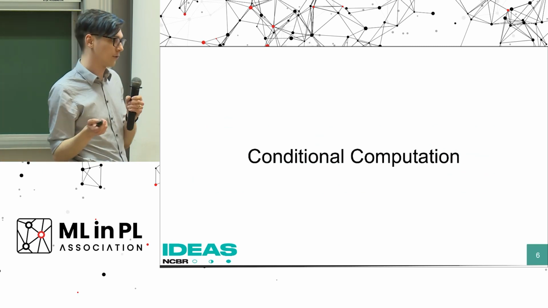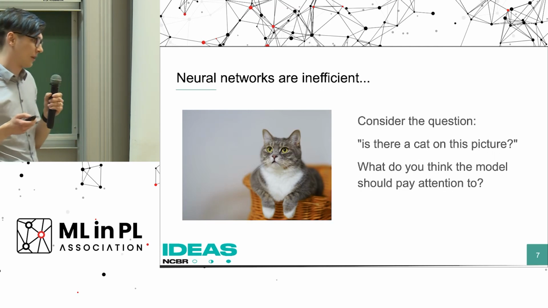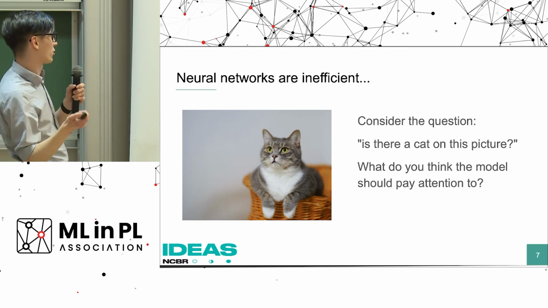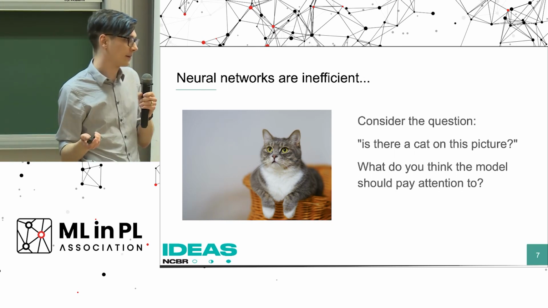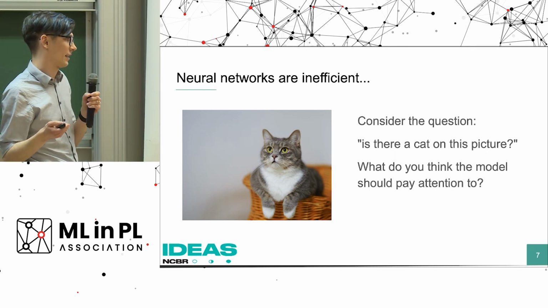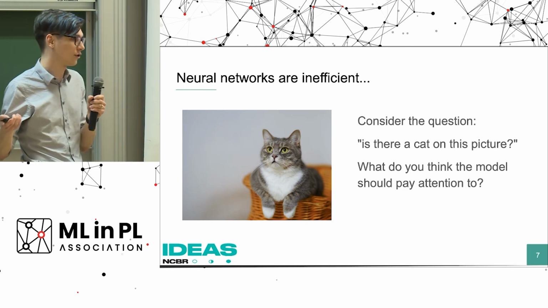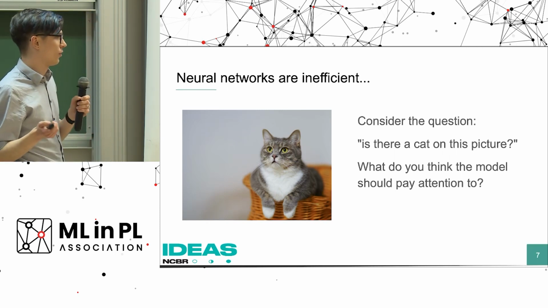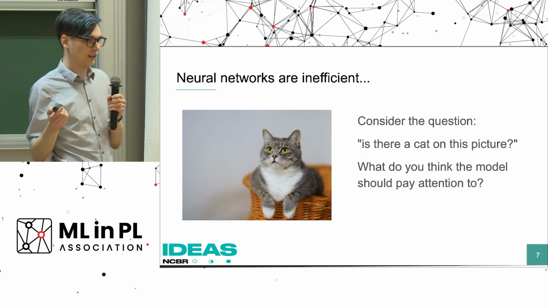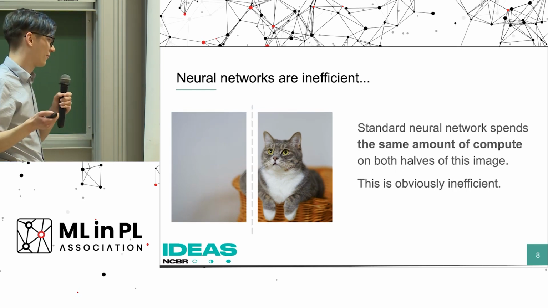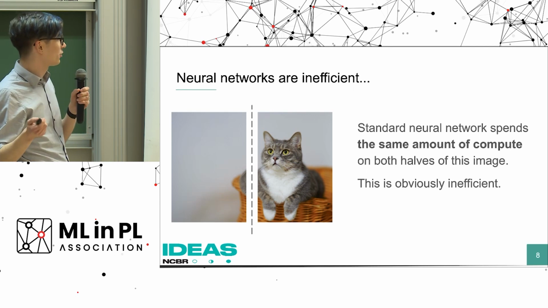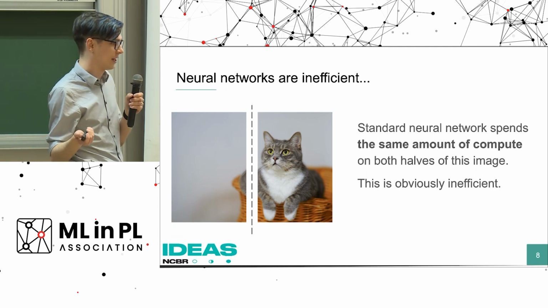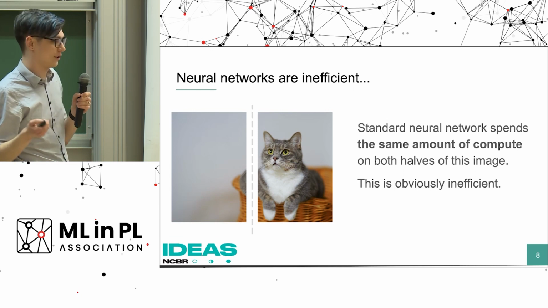So what is it in general? What is it in neural networks? For a motivating example, showing that neural networks are inefficient, we can have an image of a cat, and the neural network will have to detect, is there a cat in this picture, or maybe is there a dog in this picture, right? There's clearly something, but it has to detect what it is. Current neural networks are inefficient, and this inefficiency is very clear when you realize that the standard neural network will actually spend the same amount of compute on both halves of this image. And this is clearly something that can be improved.